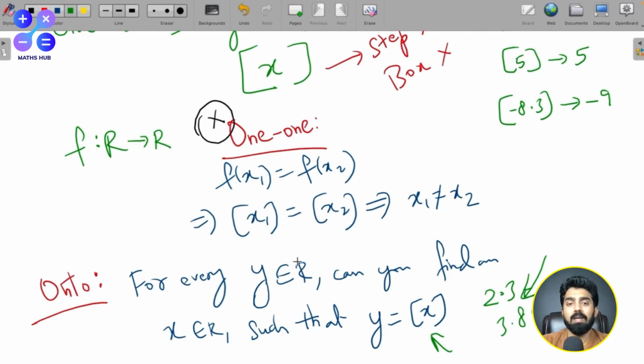If this was y belongs to Z and x belongs to Z, then yes, this would be an onto function. But in this case, it's not. You cannot find multiple values of y for which there exists a corresponding x value.